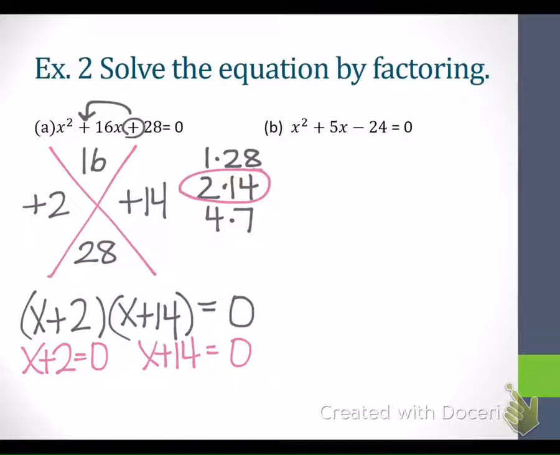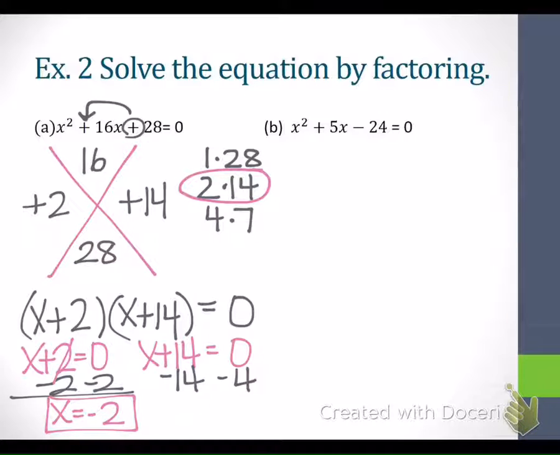Well, let's set up both problems first. X plus 2 equals 0 and X plus 14 equals 0. And then you said to subtract 2 from both sides? Yes, ma'am. All right, so what is my final answer? X equals negative 2. All right, and then on the other one? You subtract 14 from both sides. Okay. X equals negative 14.